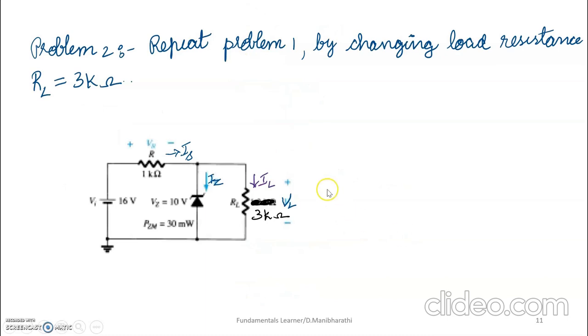Now we are going to repeat the same problem, but we'll be changing the load resistance from 1K to 3 kilo ohms. First let us check whether the Zener diode is in on state, that is, operating in the breakdown region.